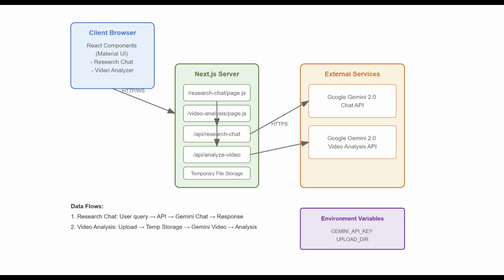The server handles routes for rendering the UI and API requests, such as those for the video analyzer and research chat. It securely connects to the Google Gemini 2.0 API using an API key stored in environment variables. Processed responses are returned to the client with real-time updates enabled through WebSocket/HTTP communication.